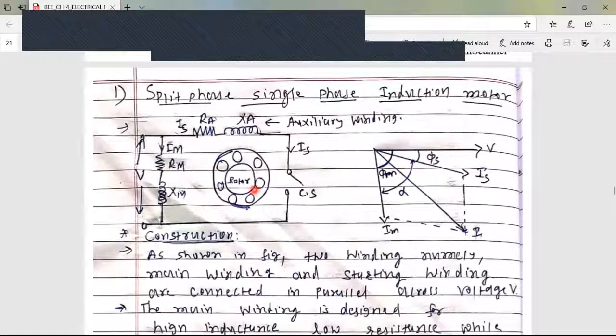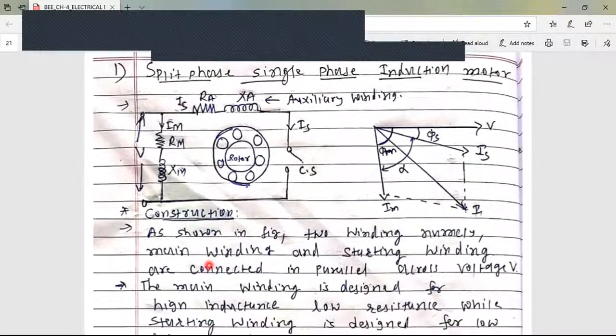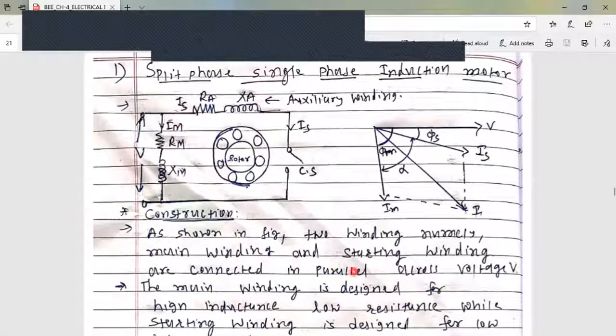Here is a diagram of the split phase single phase induction motor, and this is the phasor diagram. See here, there are two windings. This winding is known as the main winding, and this is the auxiliary winding. The auxiliary winding is also known as the starting winding. This is the rotor. Both these windings are connected across the voltage V. So this is the construction. The two windings, namely main winding and starting winding, or auxiliary winding, are connected in parallel across voltage V.